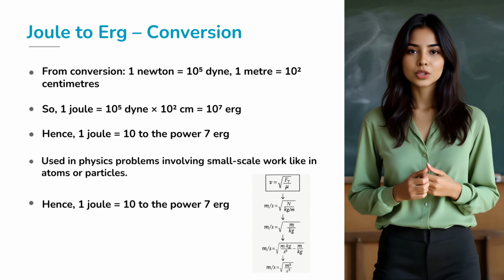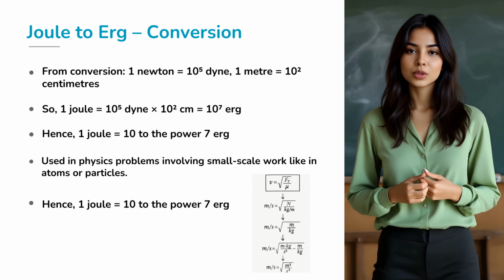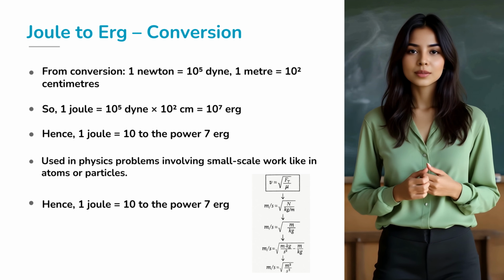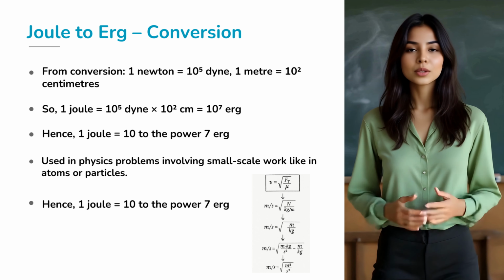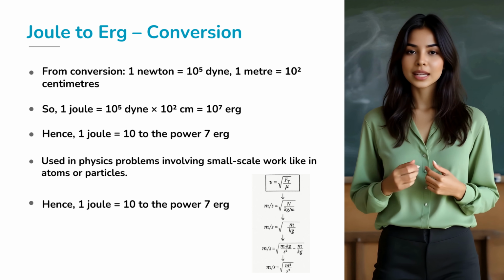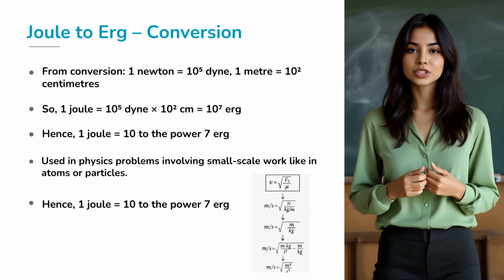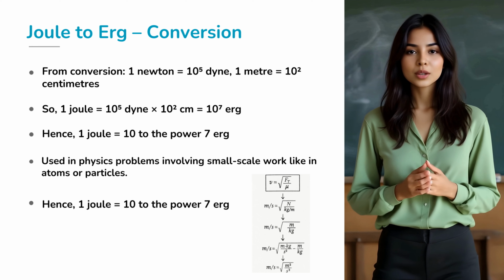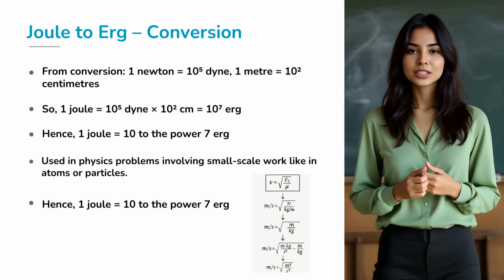So how do we convert between joule and erg? Let's derive this step by step. We already know 1 Newton equals 10 to the power 5 dyne. 1 meter equals 10 to the power 2 centimeters. So, 1 joule equals 1 Newton into 1 meter, which equals 10 to the power 5 dyne times 10 to the power 2 centimeters, which equals 10 to the power 7 dyne centimeters, which equals 10 to the power 7 erg. Hence, 1 joule equals 10 million erg. Or in scientific terms, 1 joule equals 10 to the power 7 erg. This is a very important relationship, especially when switching between unit systems in exams.